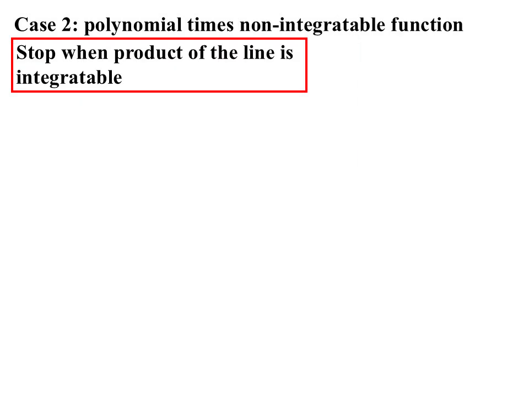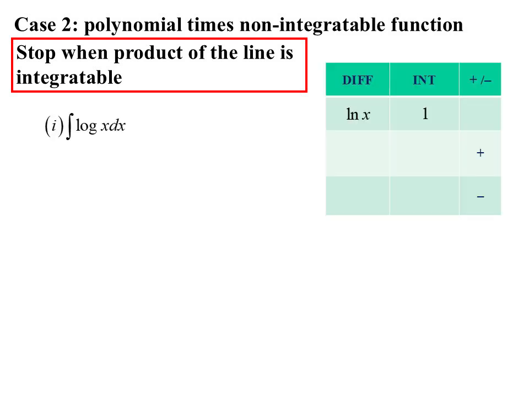What about if I've got a polynomial times a non-integratable function? Then we stop when the product of the lines, so you look across the line, is something you can integrate. That's when I stop. Log x. Now I have to use that in the differentiation column because I don't know how to integrate log x. That's the question. The other function then is 1. So I'll keep going until a line is something I can actually integrate, and straight away I've got a line I can integrate, because 1 on x times x is 1. I can do that.